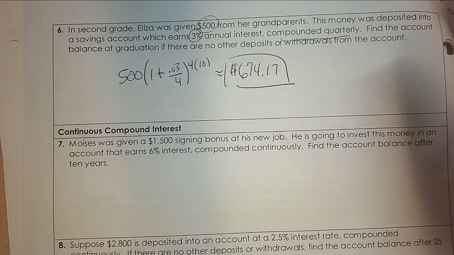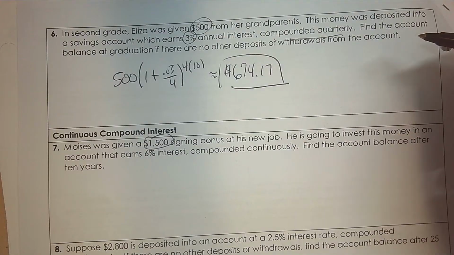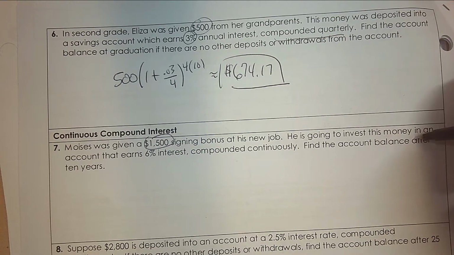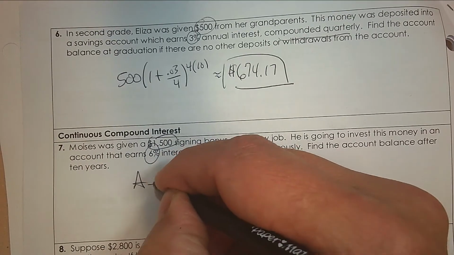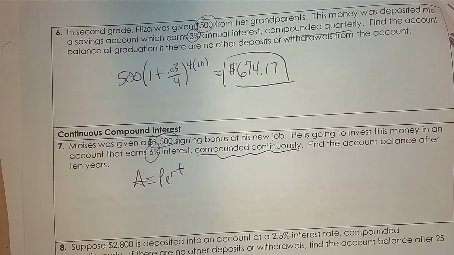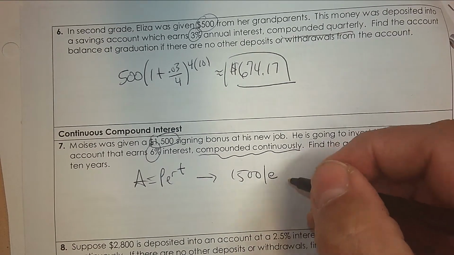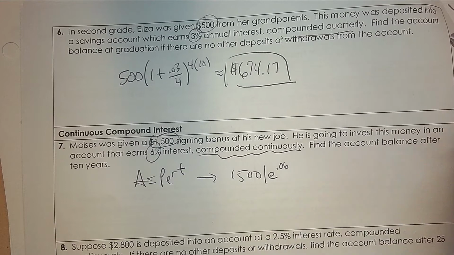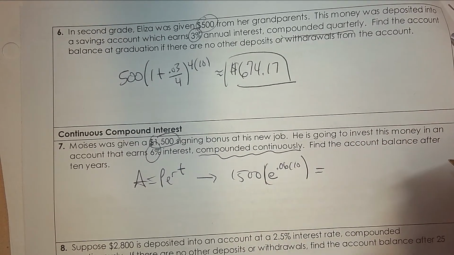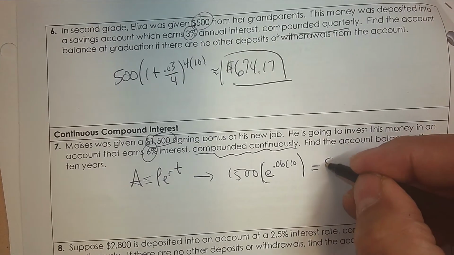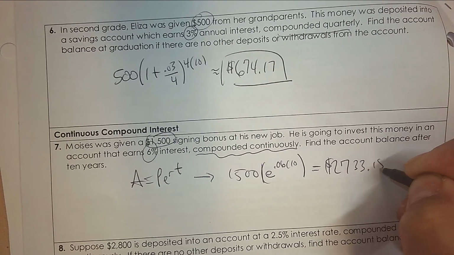Moises was given a $1,500 signing bonus for his new job. He's going to invest the money in an account that pays 6% interest compounded continuously. That's this formula. So 1,500 e, 0.06 and then 10 years. Use your calculator. $2,733.18.